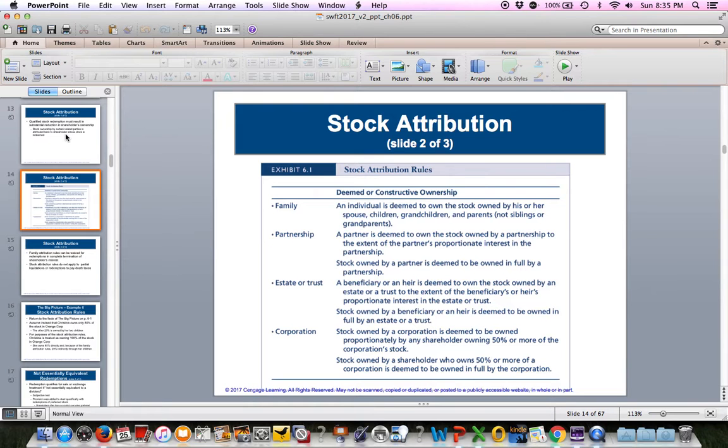So family, for example, an individual is deemed to own stock owned by his or her spouse, children, grandchildren, or parents. Partnership, partners are deemed to own the stock owned by the partnership to the extent of the partner's proportionate interest in the partnership. Estate or trust, a beneficiary or heir is deemed to own the stock owned by an estate or trust to the extent of the beneficiary or heir's proportionate interest in the estate or trust. In a corporation, the stock owned by a corporation is deemed to be owned proportionally by any shareholder owning 50% or more of the corporation's stock. So top of page 6 is where you'll find this information.